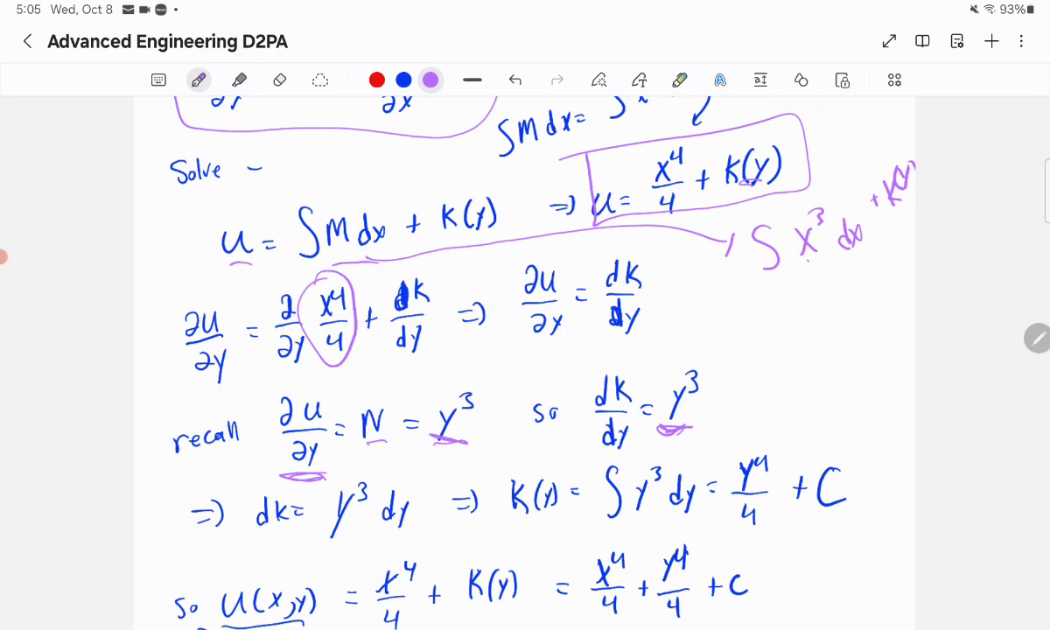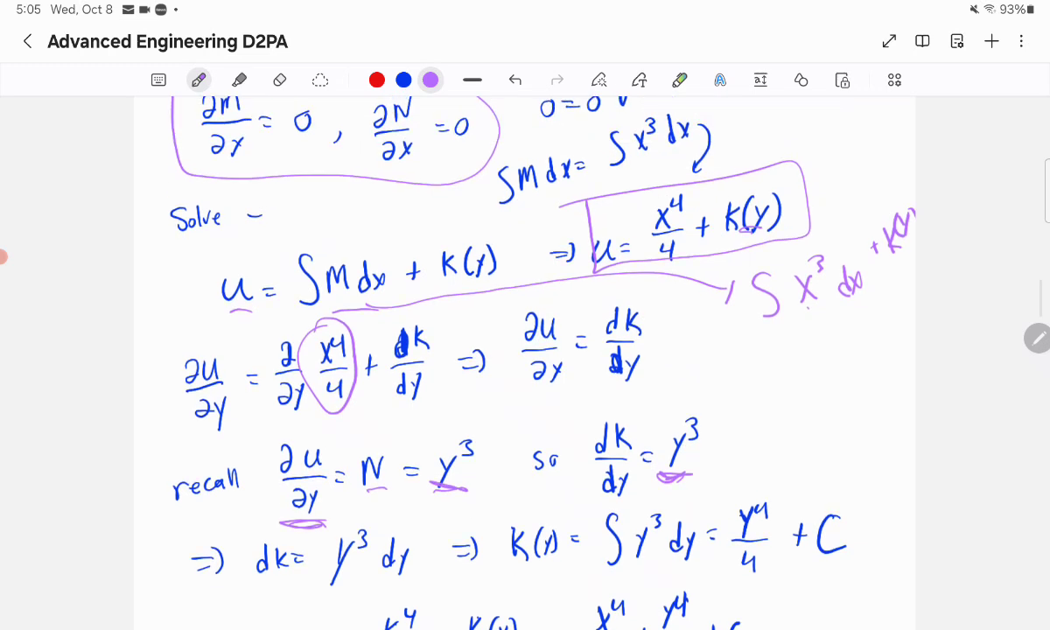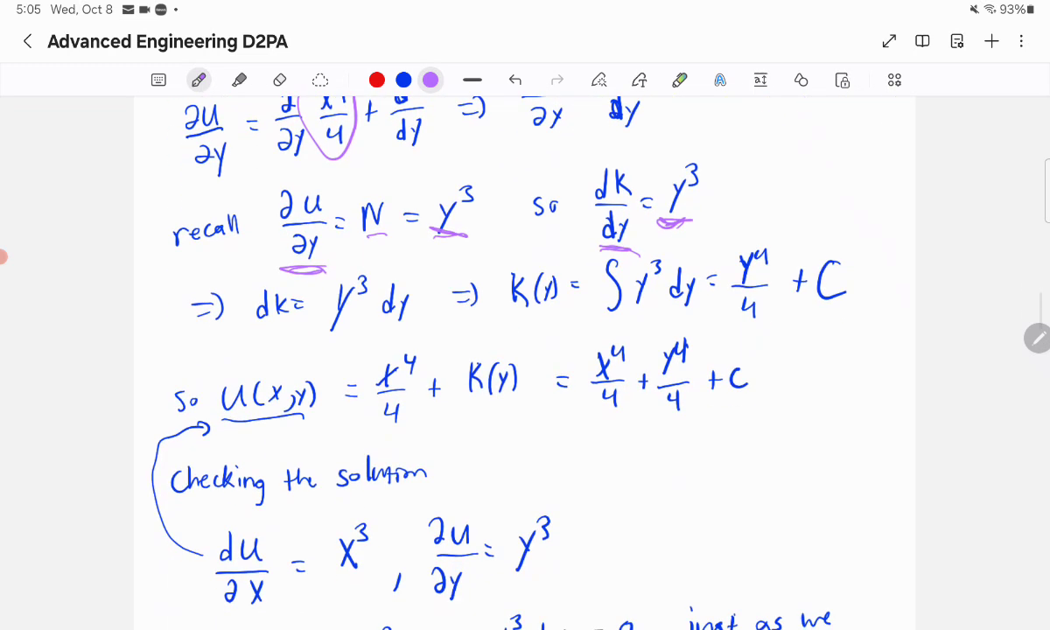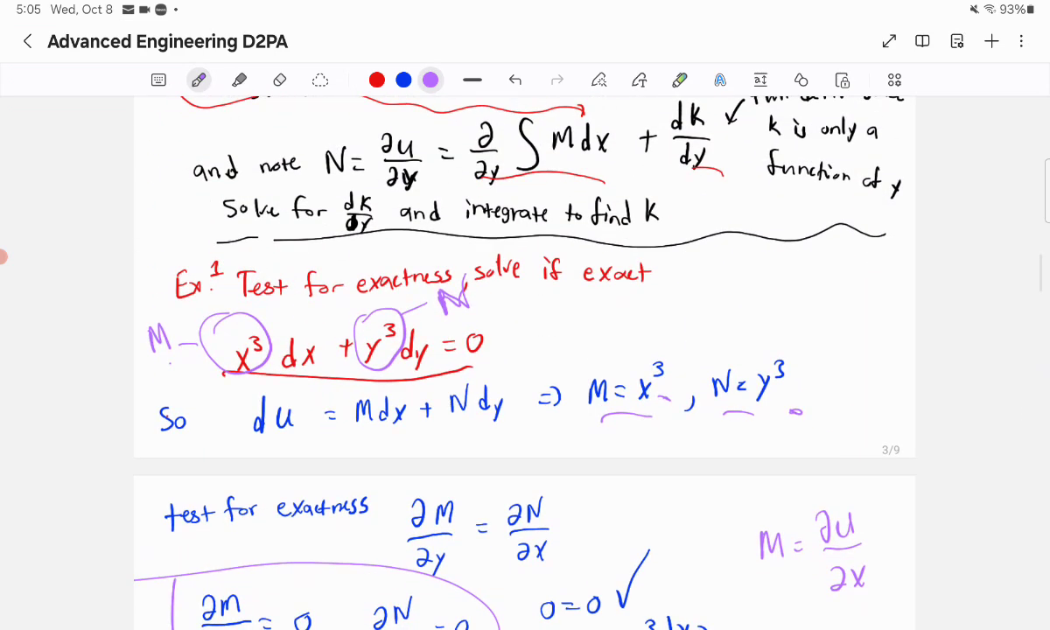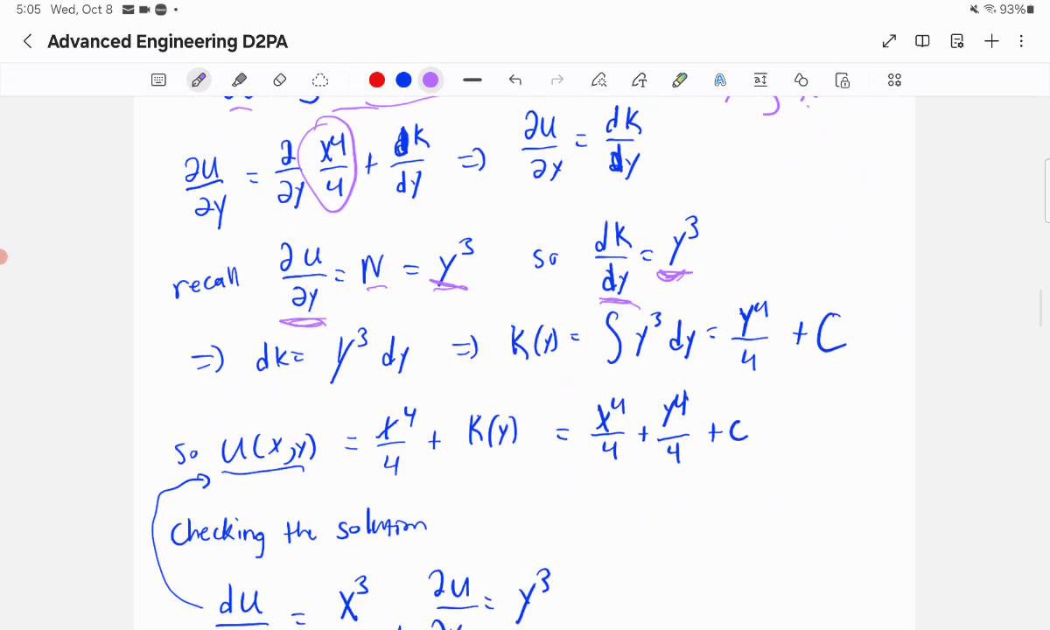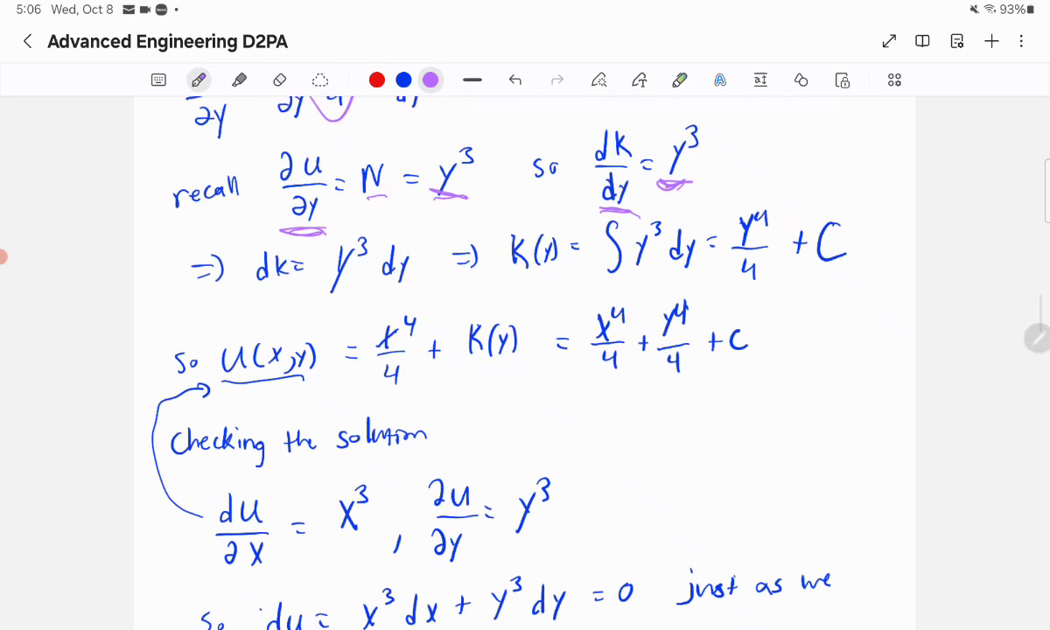Why is this the case? Why isn't there another term? Well, obviously, if I take the derivative of x with respect to y when x is being held constant, that goes to 0. So that's why we're left with just dk dy in this case, right? Because we took the derivative with respect to y. And again, we know that n was equal to y cubed. So du dy is equal to dk dy in this particular case, which is equal to y cubed.